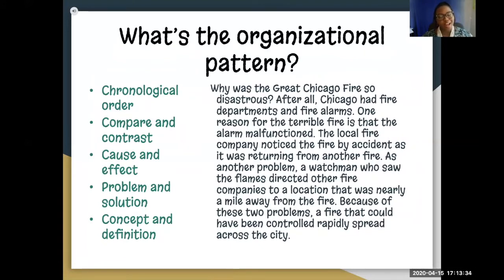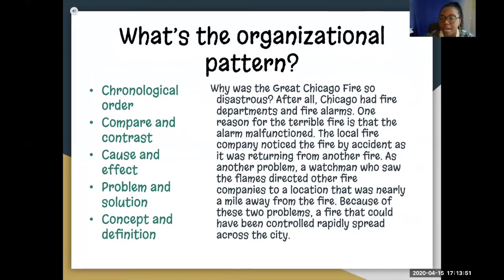Now, here's another opportunity to use some of your English skills. If you remember the root word mal, M-A-L, it means bad, something that should not have happened did. Malfunction, it means it did not function the way it was supposed to.